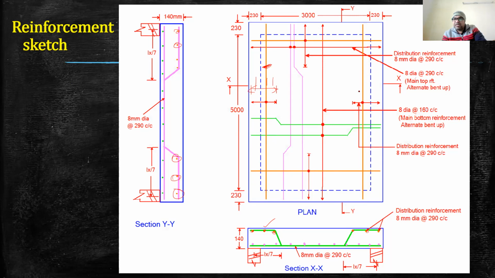So similarly here also, this distribution bar is provided here. Similarly, this distribution bar is provided up to this length, this one. Similarly, this reinforcement is provided from this to this length in between this one. So this is what we have represented in this sketch. So you are supposed to make a similar sketch for the exercise problem.